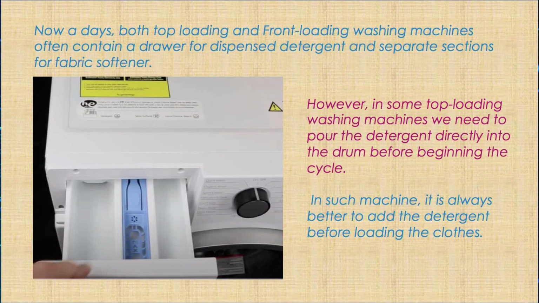In the last lecture, we have already shown you the detergent box where one can put the detergent to be used. Nowadays, both top-loading and front-loading washing machines often contain a drawer for dispensed detergent and a separate section for fabric softener. However, in some top-loading washing machines, we need to pour the detergent directly into the drum before beginning the cycle. In such machines, it is always better to add the detergent before loading the clothes. After adding the detergent, we can start loading the machine with the clothes.